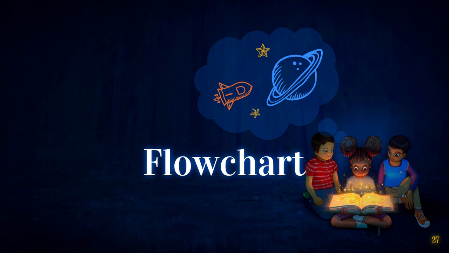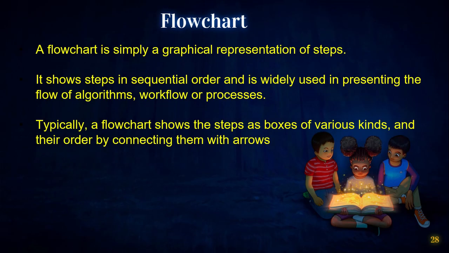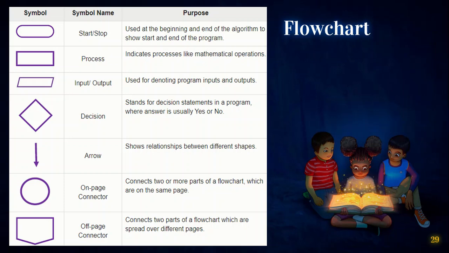Now we will discuss flowchart. What is a flowchart? A flowchart is simply a graphical representation of the steps, showing the flow of the data, how the input flows through the code. It has some symbols to define that also. So here you can see various symbols: ellipses, rectangles, slide rectangles, diamond shapes, arrows, a circle, and some connectors.